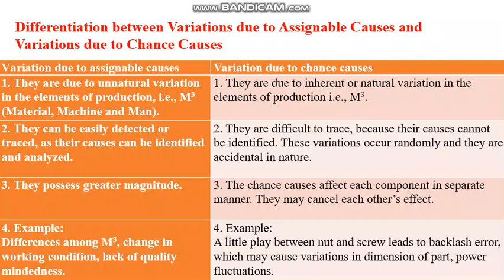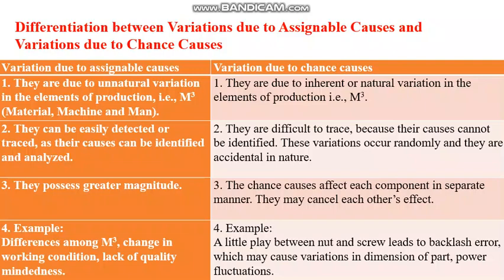Assignable causes are easily detected or traced. They can be identified and analyzed and also eliminated, whereas the chance causes are difficult to trace. From where it came, we will not be able to say, because they cannot be identified. These variations occur randomly. There won't be any pattern. In assignable causes, there may be a pattern. The chance causes are random, there is no pattern.